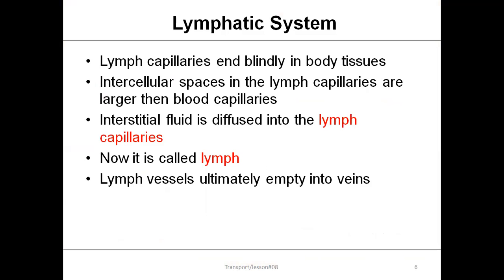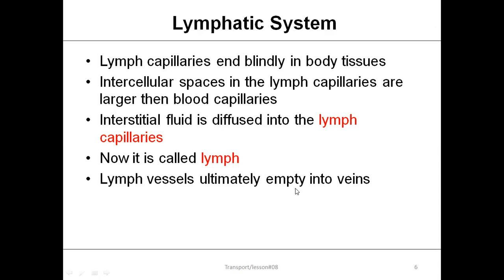The lymph capillaries, they end blindly in the body tissues. End blindly का मतलब ये है कि they are closed ends. इसमें tubular continuations नहीं है. Intercellular spaces in the lymph capillaries are larger than the blood capillaries. That I have just told you कि basal protein arrangement जो lymph capillaries में है वो blood capillaries से loosely arranged है, and because of that interstitial fluid can diffuse into the lymph capillaries very easily. And when the interstitial fluid goes into the lymph capillaries, it is then known as lymph.